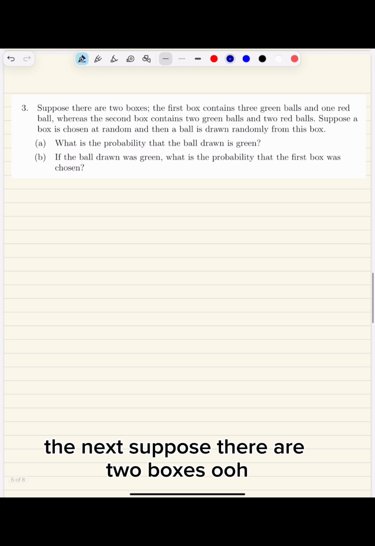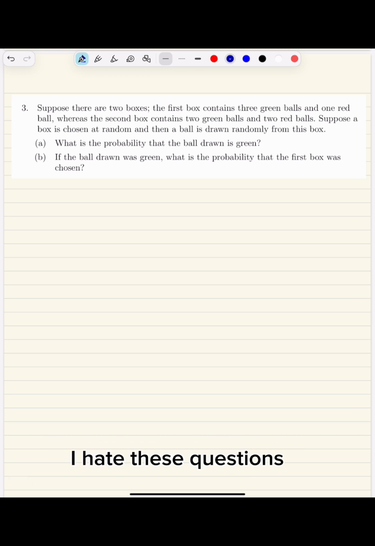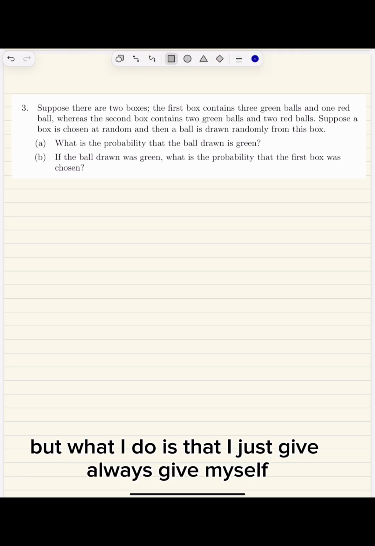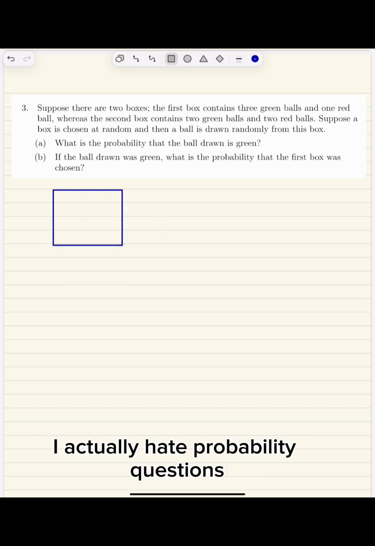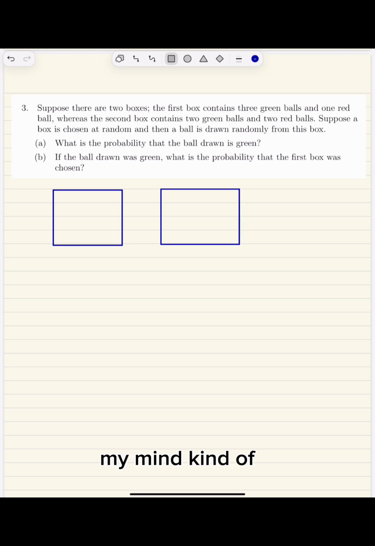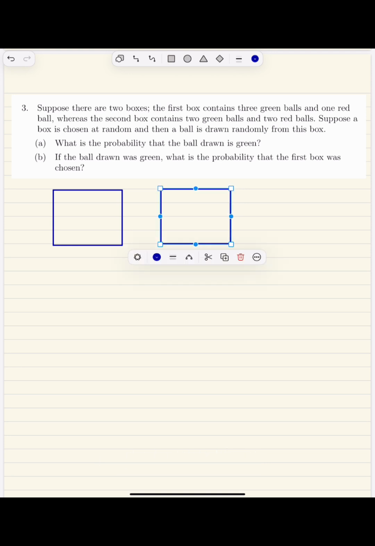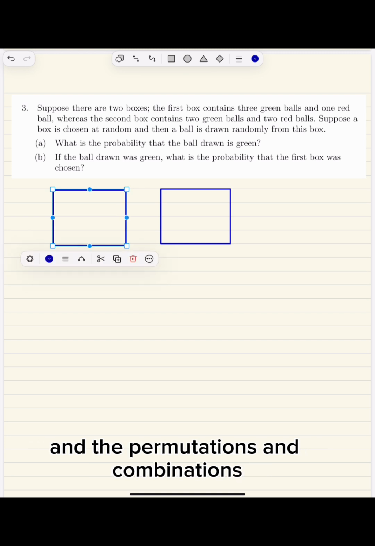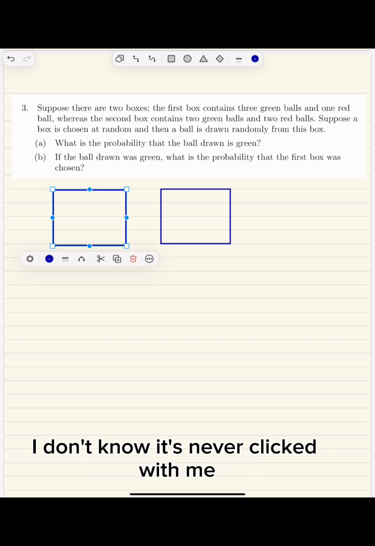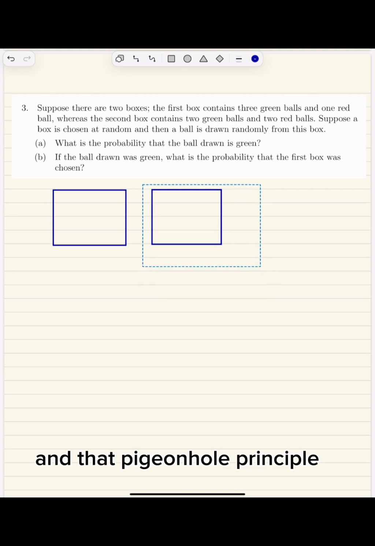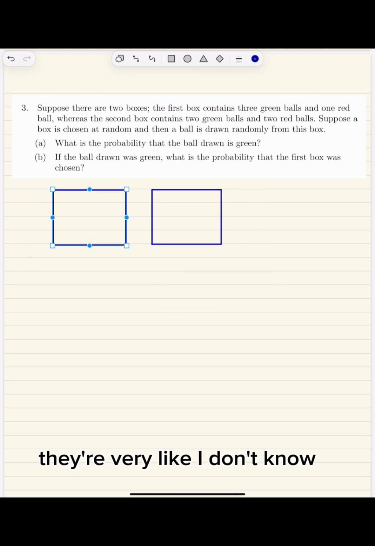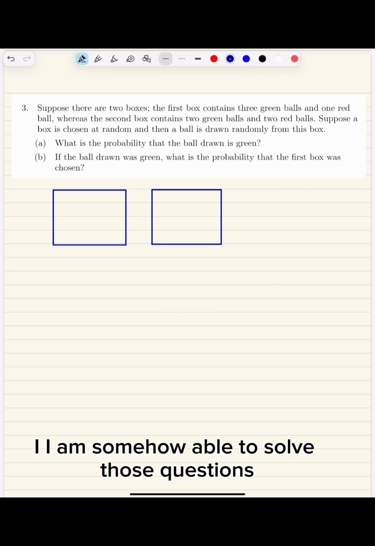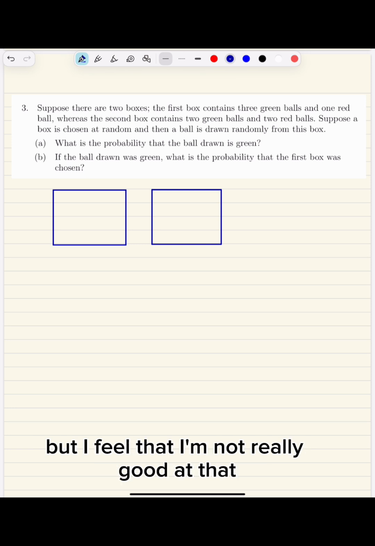Okay, the next. Suppose there are two boxes. Ooh, I hate these questions. I actually hate probability questions because my mind goes crazy when I have to think about the counting principle and the permutations and combinations. I don't know, it's never clicked with me. And that pigeonhole principle. I am somehow able to solve those questions, but I feel that I'm not really good at these questions.